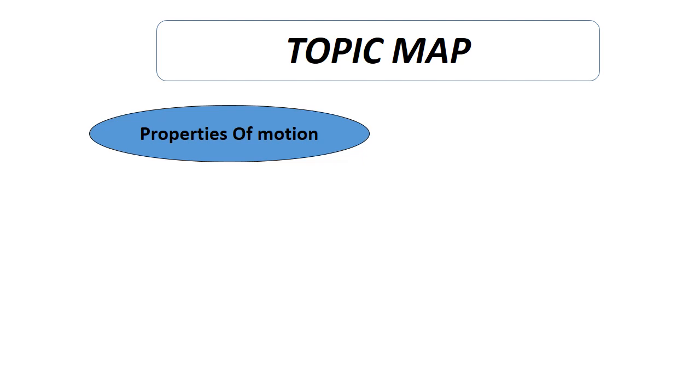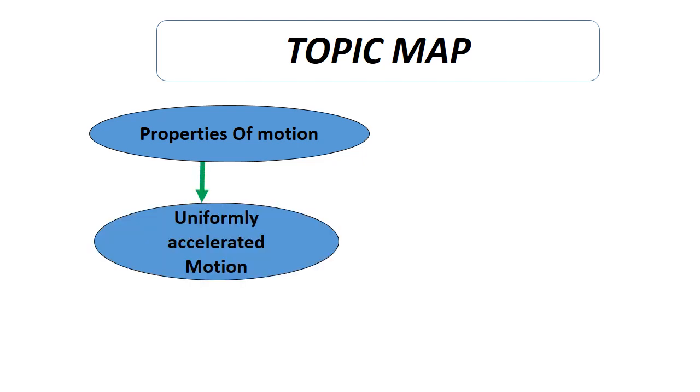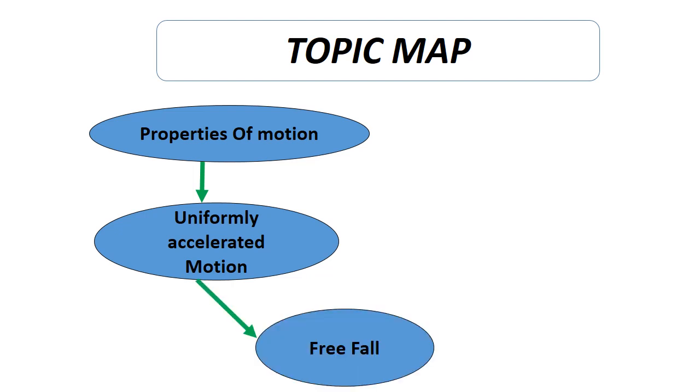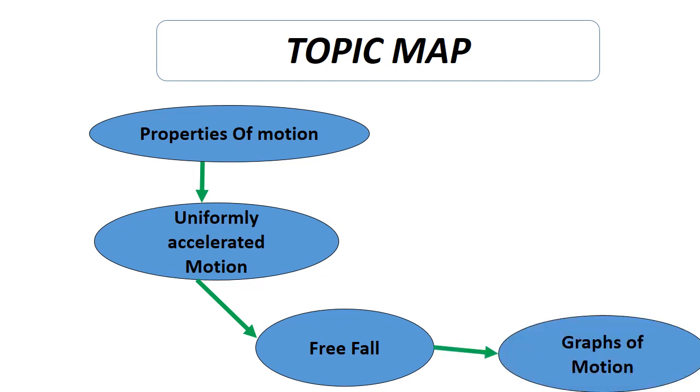Once we finish properties of motion, we're going to take a look at uniformly accelerated motion. It's a special type of motion. Don't worry about the words that you don't understand here, because they will become clear soon. From uniformly accelerated motion, we're going to take a look at a very special type of motion called free fall. This is an interesting thing to study. Once we're done with free fall, we're going to take a look at graphs of motion. This will be the last subtopic.